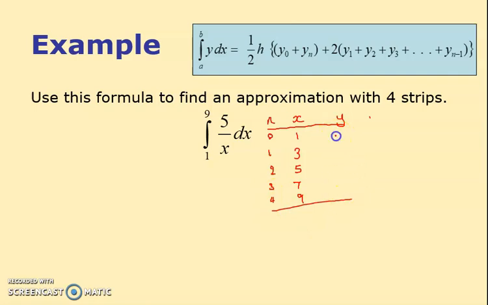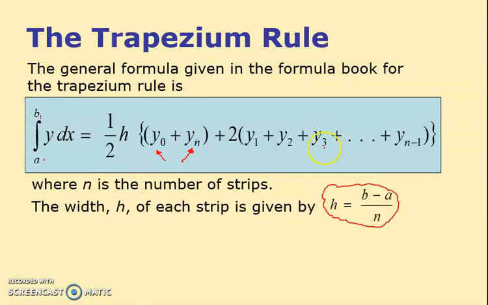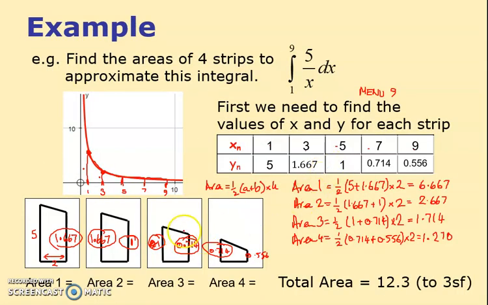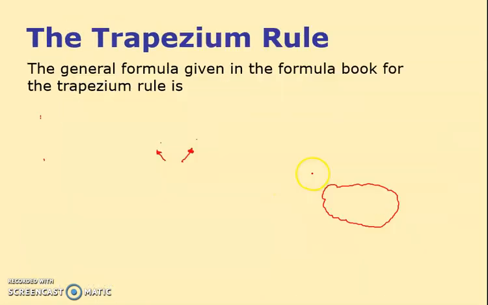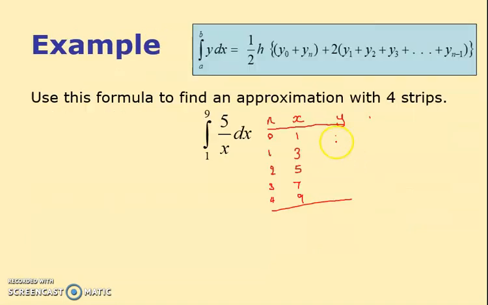So y0 then is the value we got on our calculator right at the beginning. And if you remember, our value on our calculator was this thing here. It's 5 and so on and so on. So this would be 5. This would be 1.667. This would be 1. This would be, from memory, 0.714, and this was 0.556.